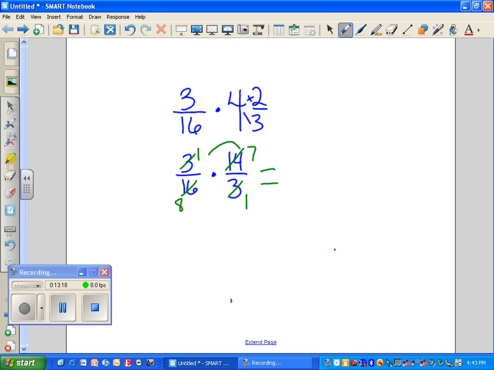So now I'm just going to multiply the tops. 1 times 7 is 7, and 8 times 1 is 8, and that gives me my answer of 7/8. So hopefully this makes multiplying step by step and makes it easier for you to understand that.